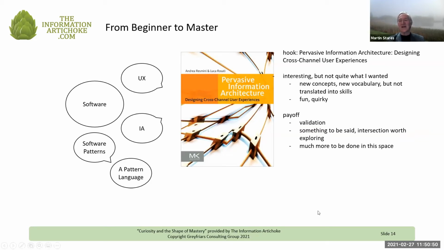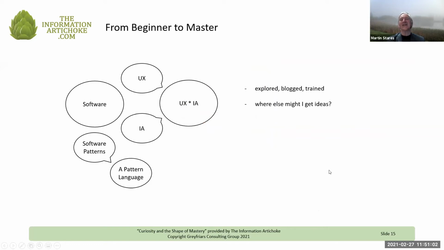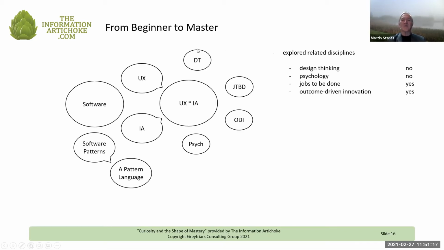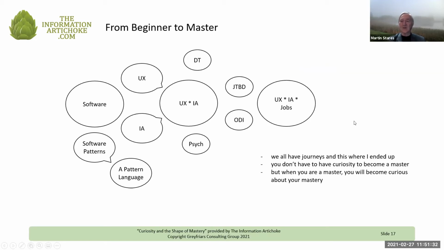And the payoff for me, however, was validation. There was definitely something to be said. It's an intersection that's worth exploring, much more to be done in this space. And I did it. I spent several years exploring, blogging, and training in this area. And as part of that exploration, I was wondering where else I might get ideas. So I looked at a number of related disciplines: design thinking, jobs to be done, outcome-driven innovation, psychology. 2 of them made the cut and 2 of them didn't. Not time to explain why, but the ones that I did keep were the jobs-related ones.